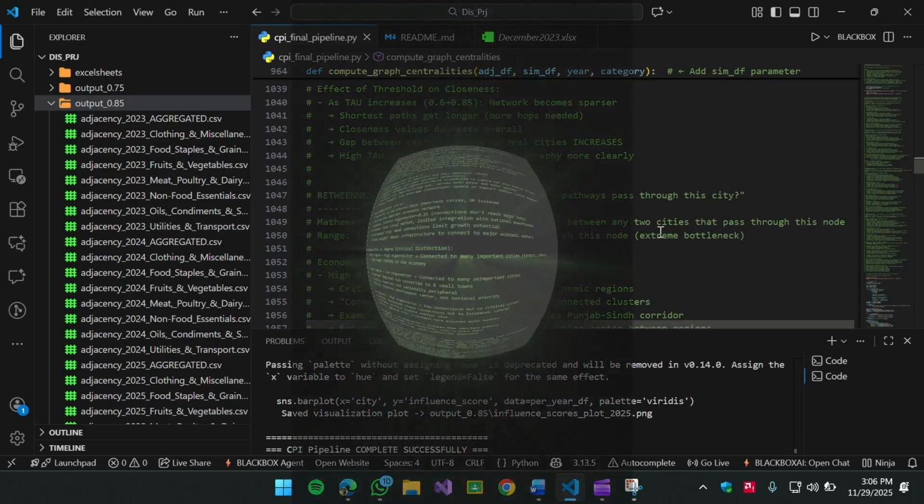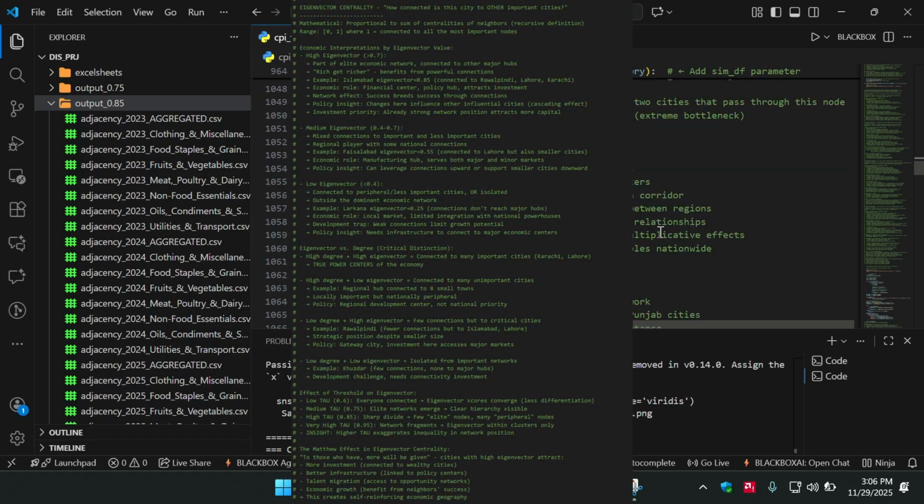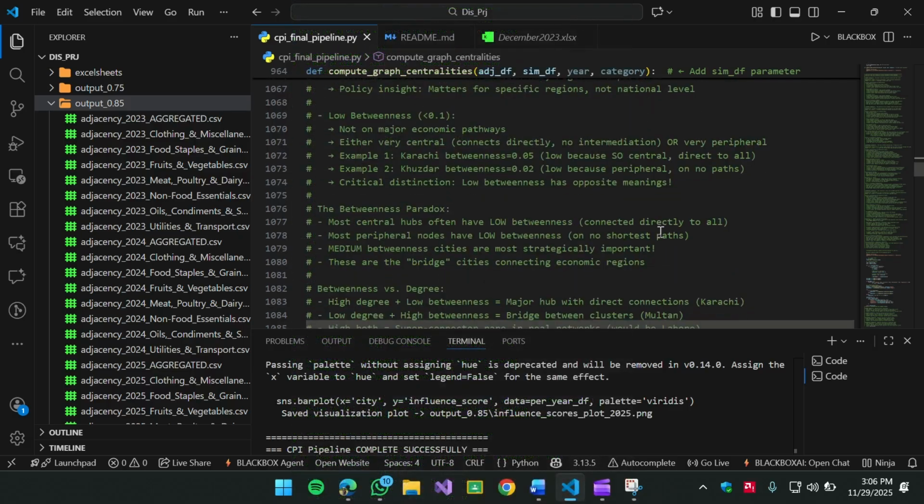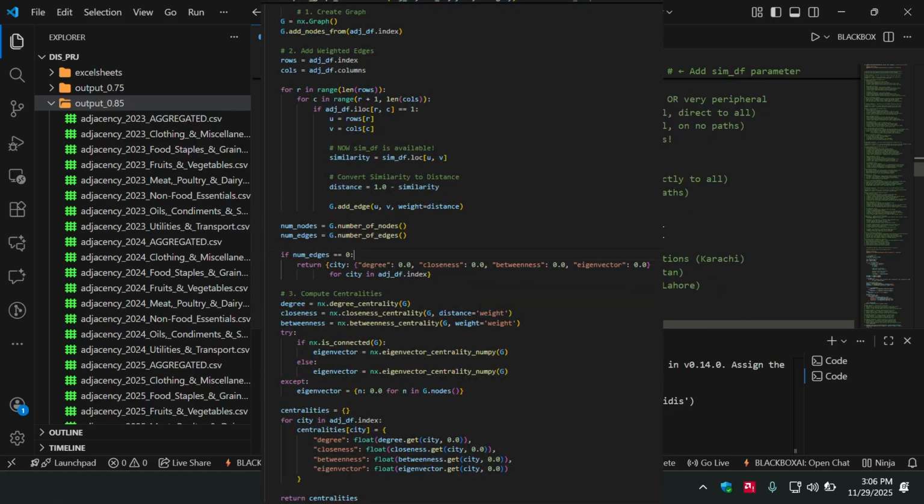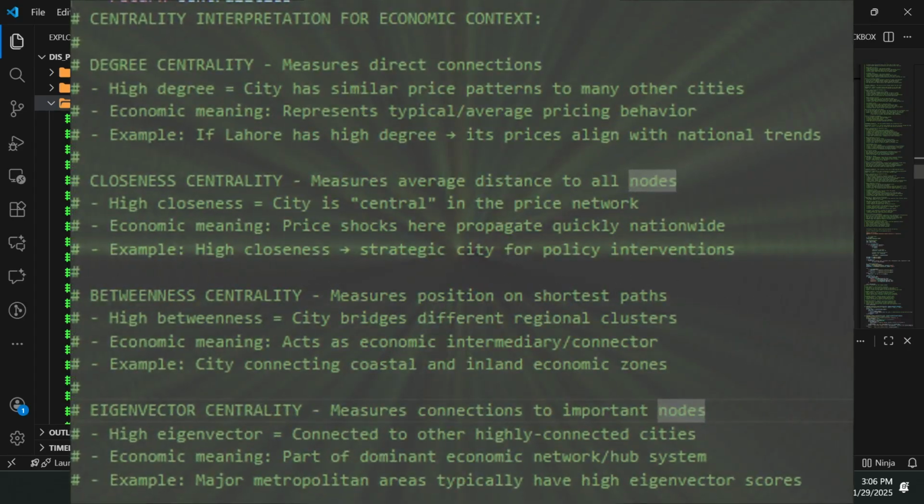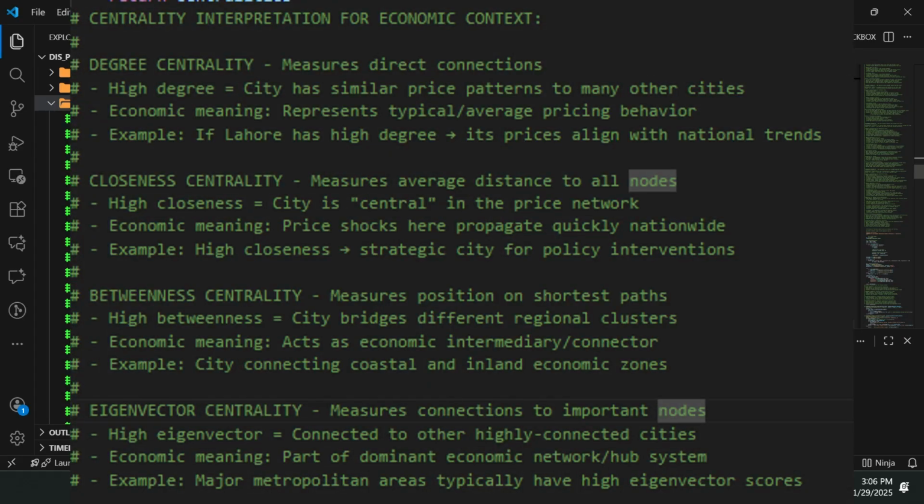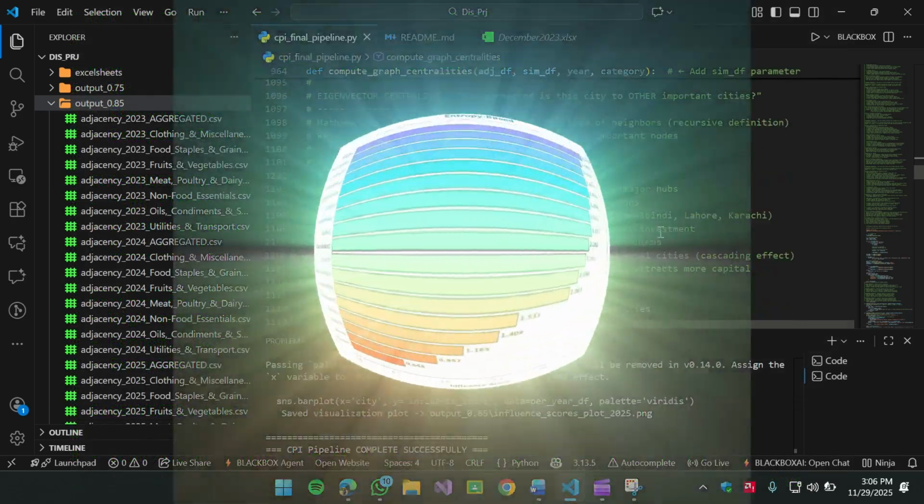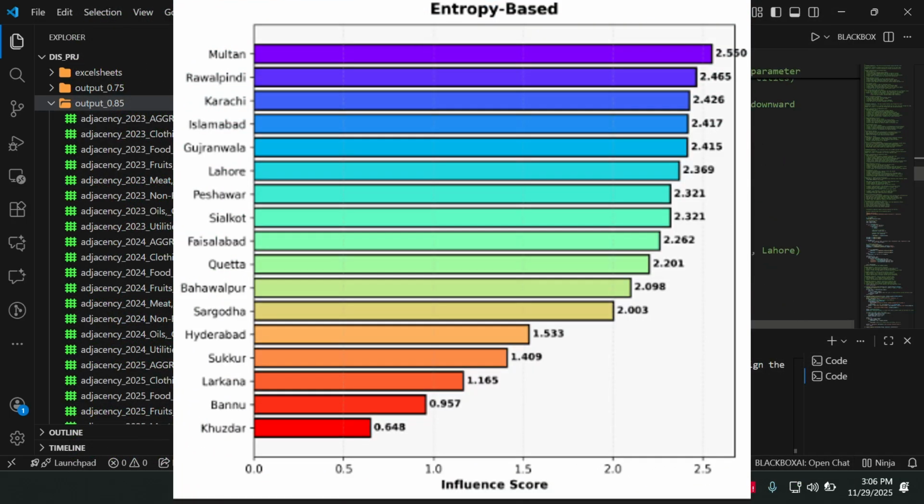Eigenvector. This represents the elite club. Islamabad scores high here because it connects to other major hubs. Entropy-based weighting shifted our ranking. It pushed Multan up the list because it has a unique high variance between scores, highlighting it as a strategic logistic hub.